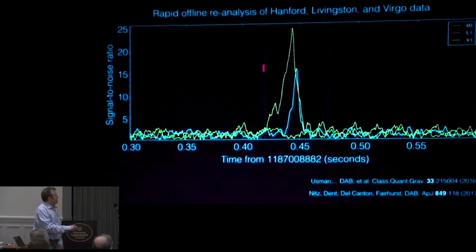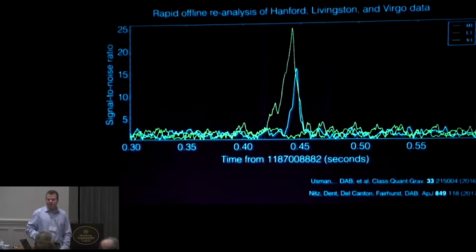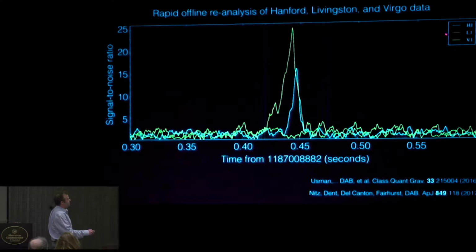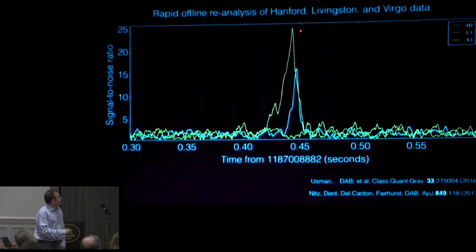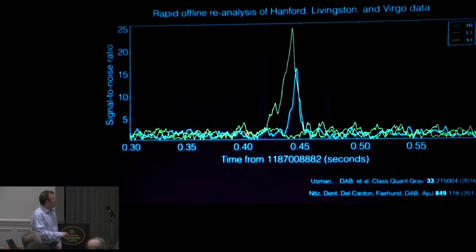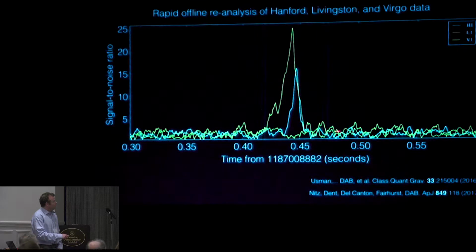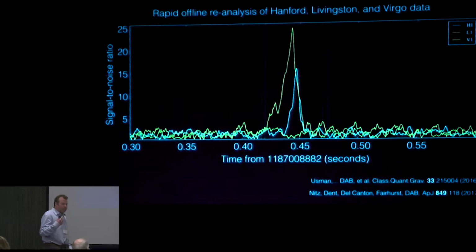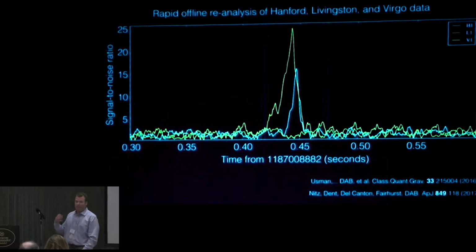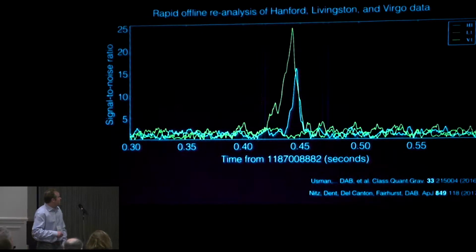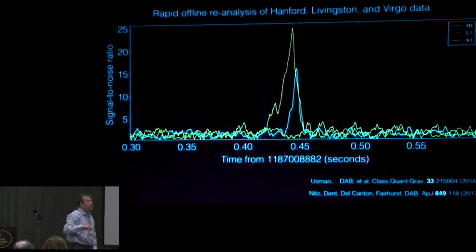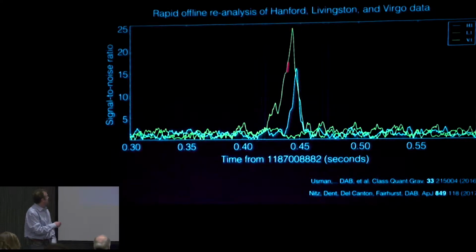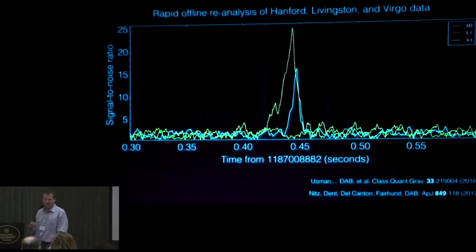And these dotted lines show the expected time delay between Hanford and Livingston and the Virgo detector. This green line shows the signal-to-noise in the Virgo detector. What you can see is a very loud signal in Livingston, a very loud signal in Hanford, and then nothing very much within this time window in the Virgo detector. As Lisa said earlier, Virgo is a bit less sensitive than the LIGO detectors, but not that much less sensitive. If it's this loud in Livingston, you should be able to see something in the Virgo detector.